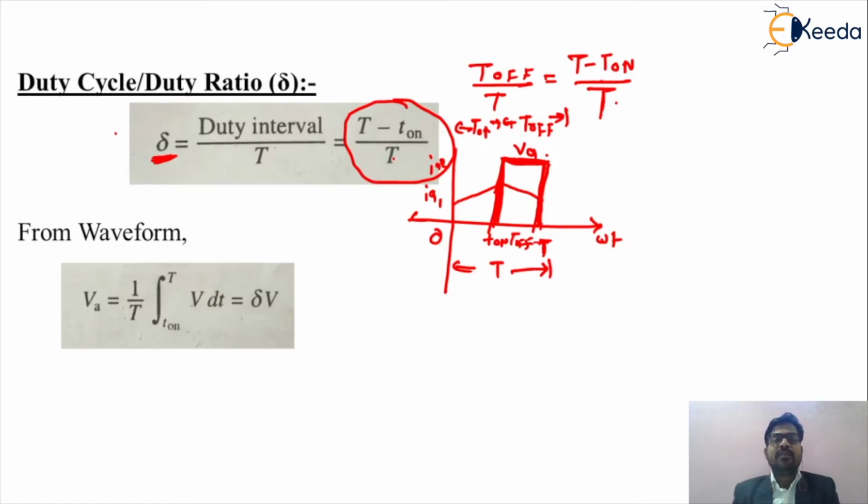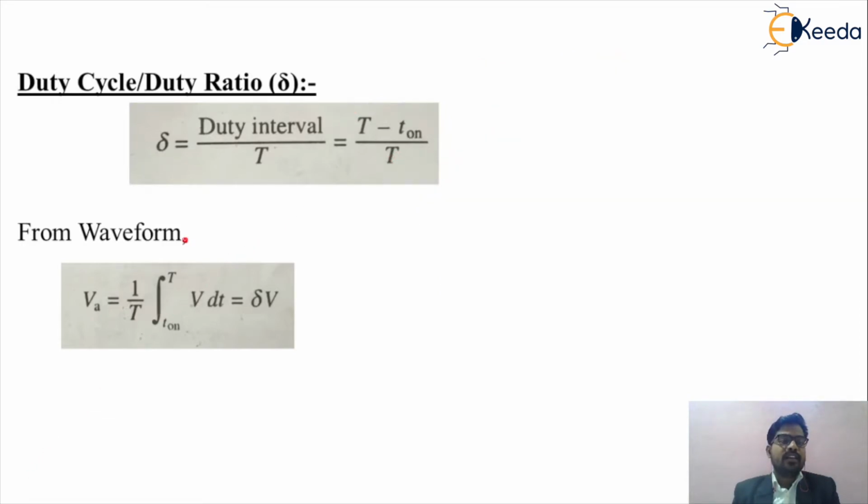I think everyone has got the concept. Now friends, we can get the very basic output equation from the waveform. So again we have to understand the waveform. What value are we getting from the waveform? We get the operation period, that is the total time period. For the operation period, the duty interval is T on to T, and V dt.